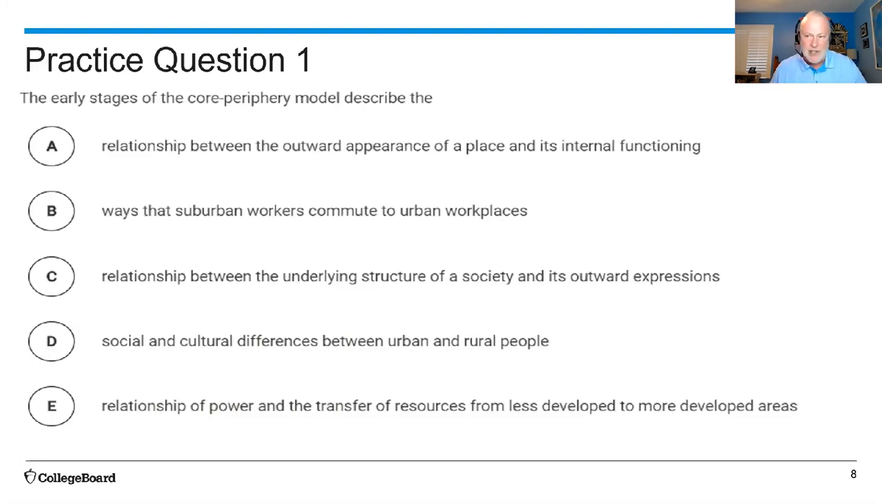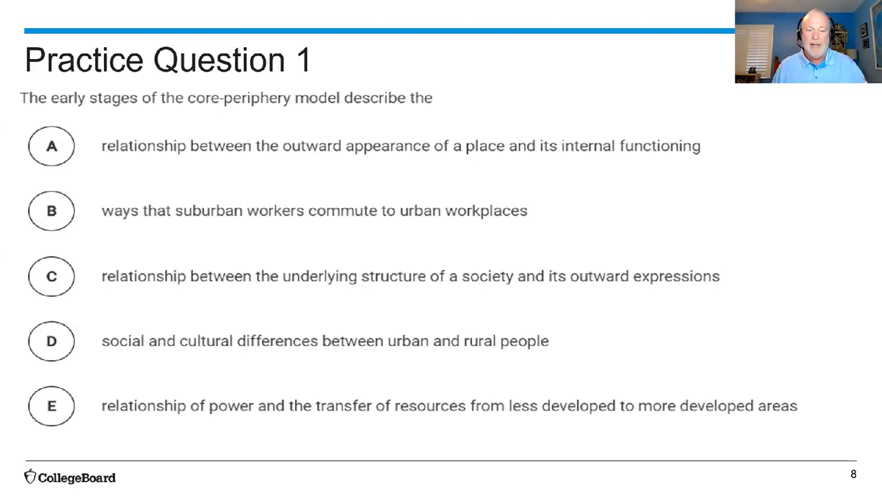The early stages of the core periphery model, right? What does it describe? Remember, describe is one of those 5 verbs you're always going to see in our question stems, okay? So the core periphery model talks about countries that are core are more economically developed. Countries that are peripheral are less economically developed. The semi-periphery ones are the ones that are kind of in the middle. They're neither rich nor poor, right?